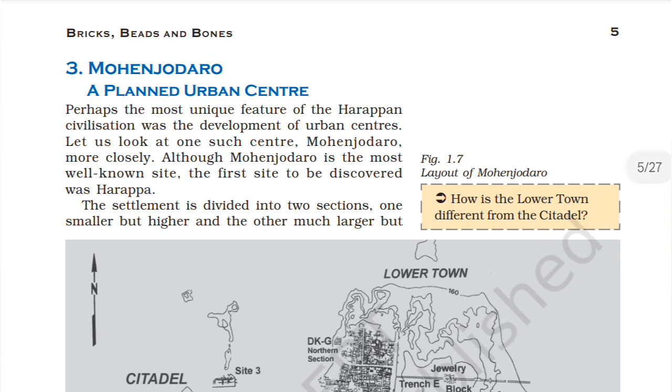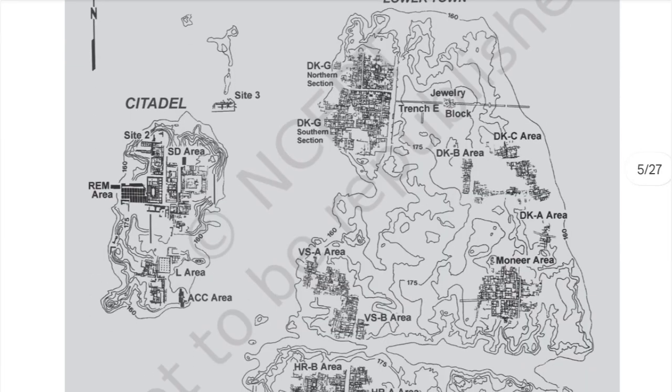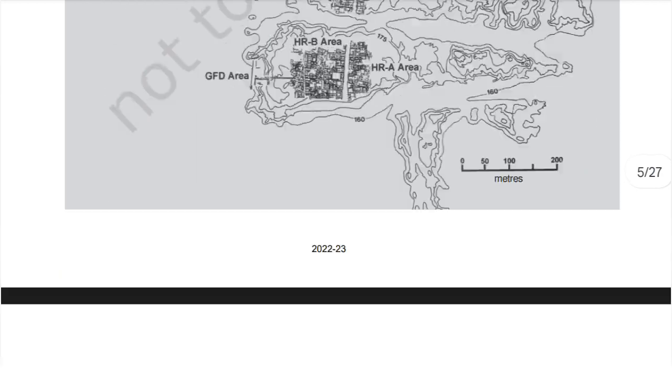Now here is our third topic, which is Mohenjo Daro, a planned urban center. First of all, you should know that Mohenjo Daro is divided into two parts. The first one is called the Citadel, and the second one is called the Lower Town. Here you can see the images. You can have a look at them.